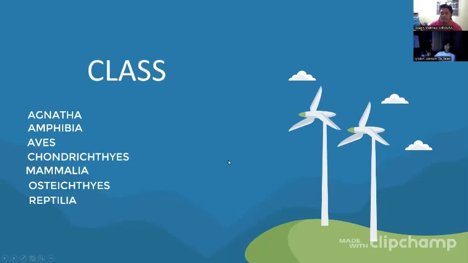Now, these are the classes under phylum Chordata. First class is Agnatha, which are the lampreys. They do not have jaws and they are eel-shaped. They prey on fish and have larval forms which are very different from the adults.